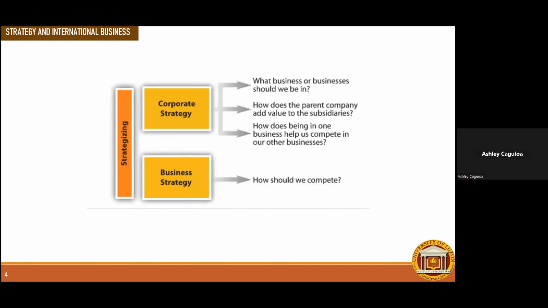So we have here two types of strategizing, the corporate and business strategy. Corporate strategy answers the questions: what business or businesses should we be in? How does the parent company add value to the subsidiaries? And how does being in one business help us compete in our other businesses? And business strategy answers the question, how should we compete?